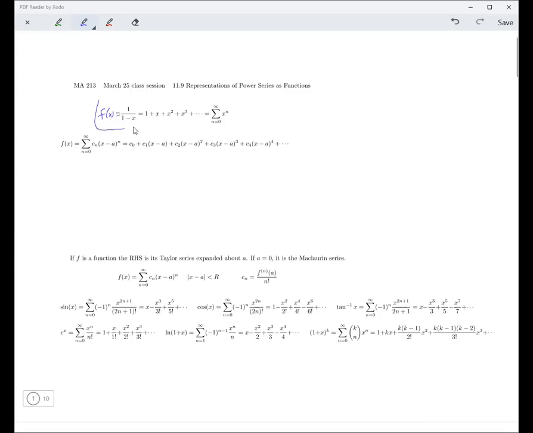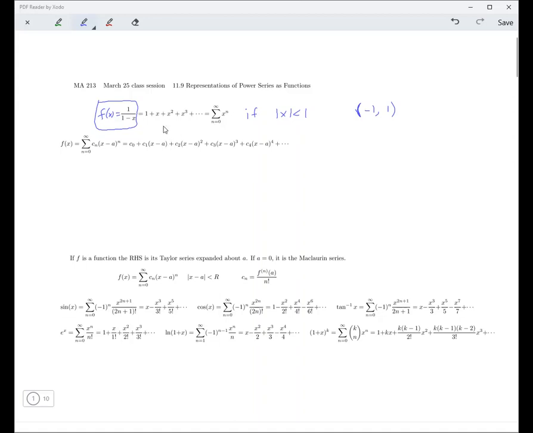You can consider this as a function, f of x equals 1 over 1 minus x. And as you know, this series here converges to 1 over 1 minus x. This is going to work if the absolute value of x is less than 1, or namely between negative 1 and 1. So this function, 1 over 1 minus x, can be represented as this power series.